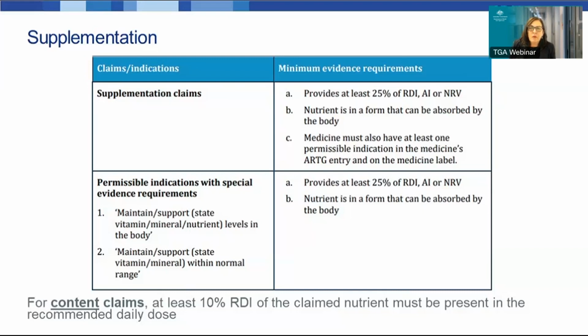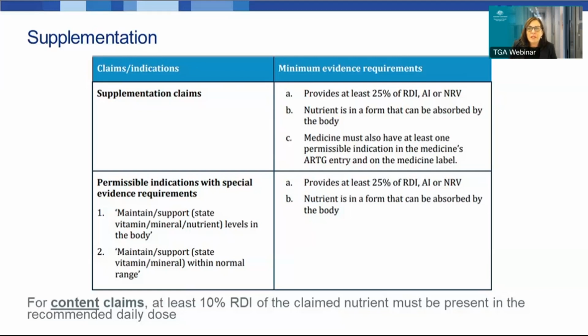Additionally, the medicine must also have at least one permissible indication in the ARTG entry and label. This is because for a medicine to be included in the ARTG, there needs to be at least one permissible indication. All scientific indications that refer to the effect of a stated vitamin, mineral, or nutrient are categorized as specific or non-specific using the same principles as for any other scientific indication.